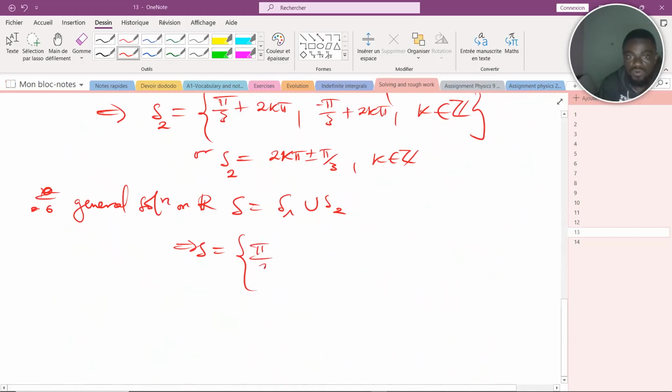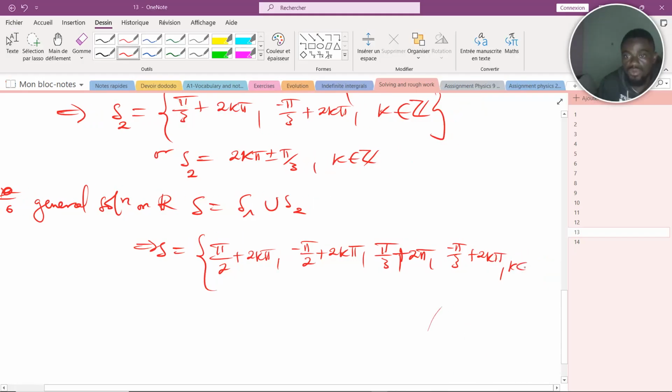We have pi on 2 plus 2k pi, and minus pi on 2 plus 2k pi, comma, the next will be pi on 3 plus 2k pi, and minus pi on 3 plus 2k pi, with k belonging to the set of integers. That's the general solution to that system.